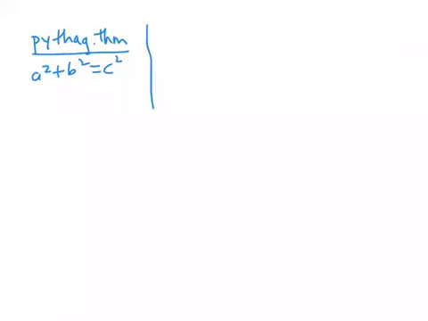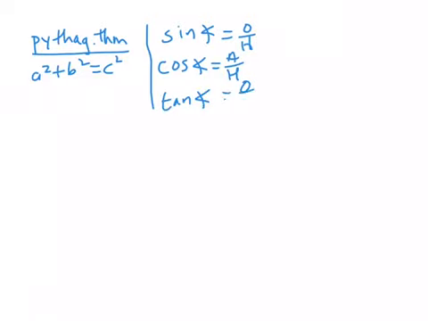The trig ratios mainly that I'm talking about are these: the sine of an angle is opposite over hypotenuse, the cosine of an angle is adjacent over hypotenuse, and then there's, of course, the tangent of the angle equals opposite over adjacent. There's much more trig than that, but we're going to keep it simple.